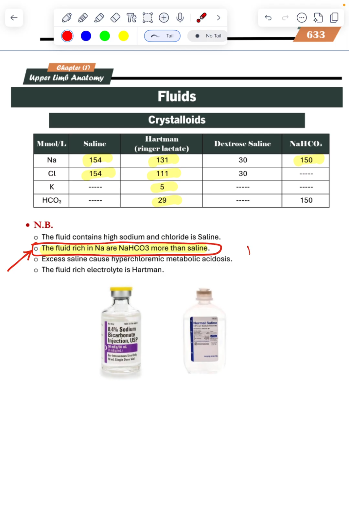Sodium 131, chloride 111, potassium 5, bicarbonate 29. Requirement is around 50 sodium for one person. So half saline is enough. 70 to 50. Bicarbonate contains maximum. Fluid rich in sodium or bicarbonate more than saline. Dextrose saline contains only 30 sodium chloride.